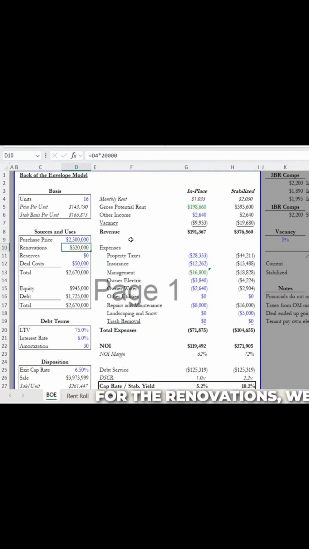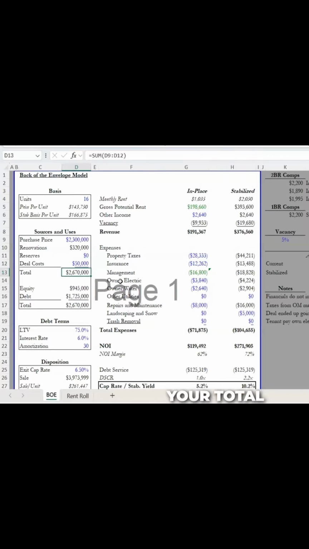For the renovations, we're going to assume that nothing's been renovated at the property. It's 16 units. We're going to assume it's 20,000 per unit. That gets us to 320K in renovation dollars. That's probably a bit conservative. I would say typically you'd expect to get this done for around 10 to 15K, but we're going to be conservative here to start out, and we'll edit the numbers and massage them, if you will, later on. Deal cost, we'll say is 50,000, roughly 2%. That should be fine there.